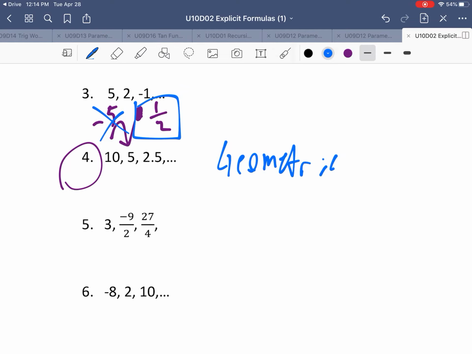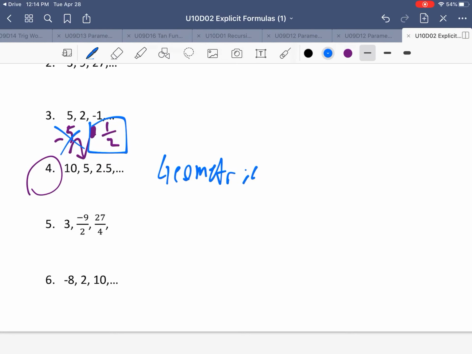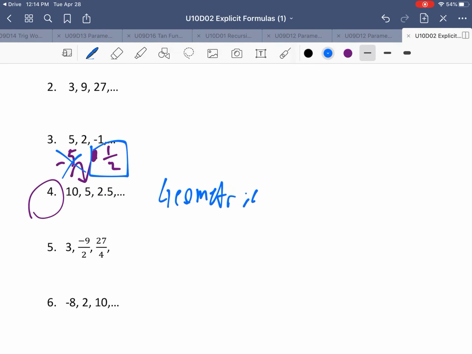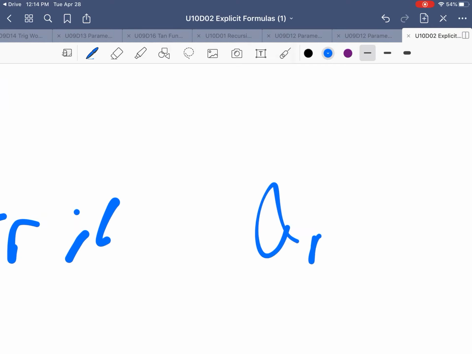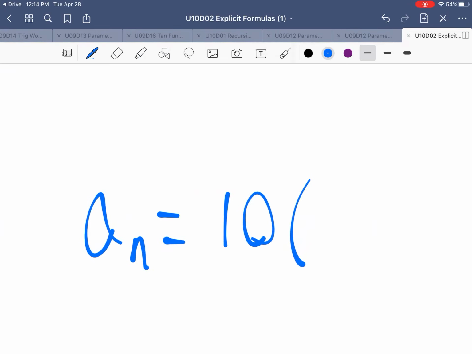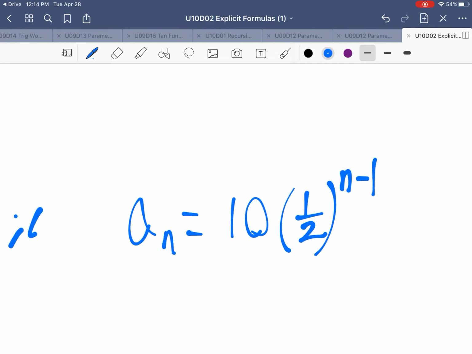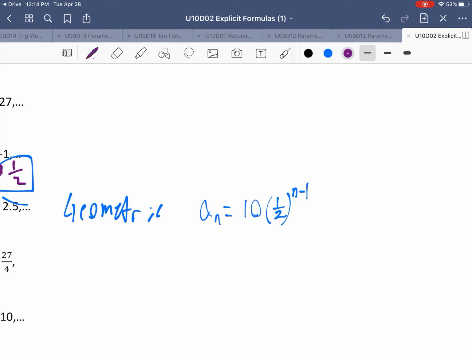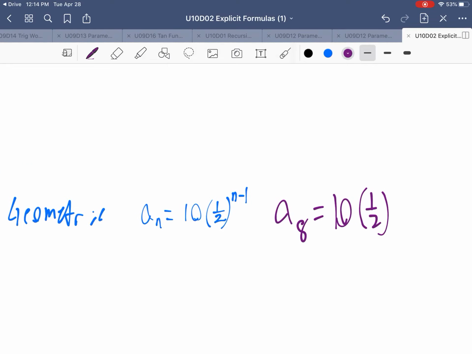Okay, so I need to find the 8th term. So the 8th term of this sequence would mean I would just keep multiplying by 1/2 over and over again. I'll leave 2.5 as a decimal. So the formula for this sequence will be a_n equals the first term, which was 10, times the common ratio, which was 1/2, that's our multiplier, to the n minus 1 power. So if I want to find the 8th term, I would say a_8 equals 10 times 1/2 to the 7th power.